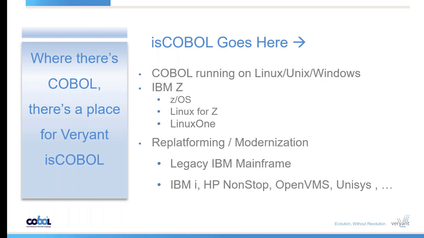Veryant's unique COBOL to Java framework means that IS COBOL technology is suitable to run anywhere. The first environment that we focused on is COBOL off the mainframe, running on Linux, Unix, and Windows. We're a highly compatible alternative to the COBOL compilers of Micro Focus, all of their brands, as well as others, and offer a modern perspective with important cost reductions and a full native deployment.